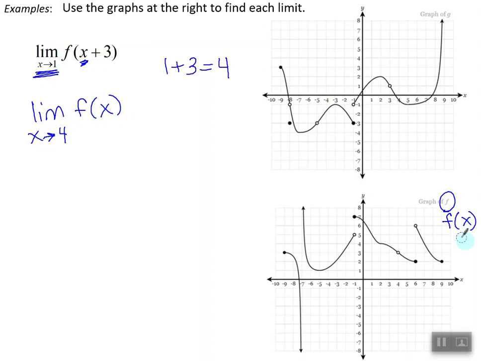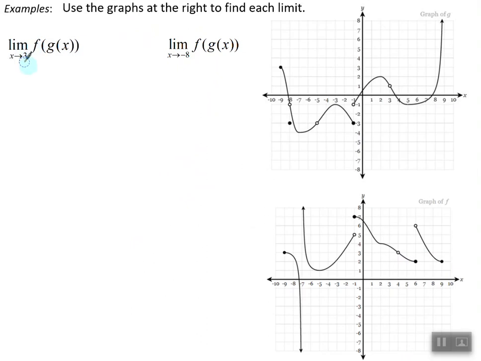Now we can use our graph of f of x, looking at where x is 4 and seeing that both sides do approach the same value and they approach the y value 3. 3 is our limit.